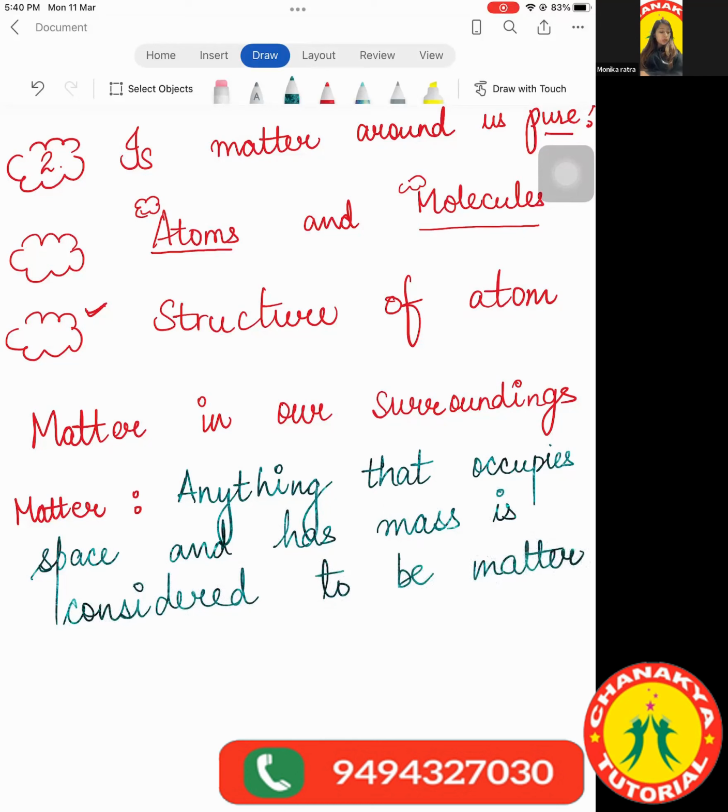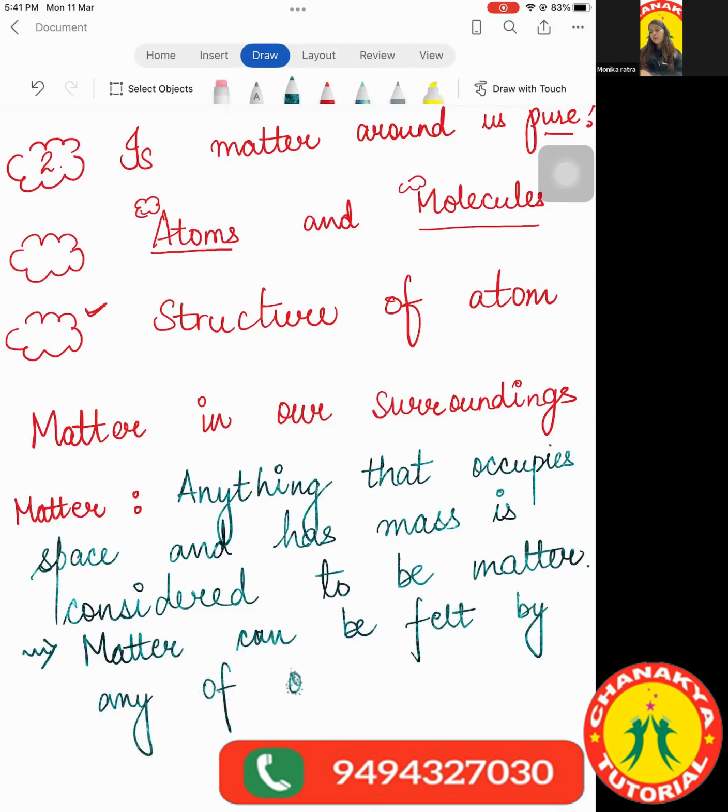And then looking at different substances, there are some substances which you may not be able to see, but you can feel them. So there is one small point we add on to what can be considered as matter, that matter can be felt by any of our five senses. If we use any of our five senses and are able to judge a substance, then we consider that substance also to be matter. Any doubts still here?